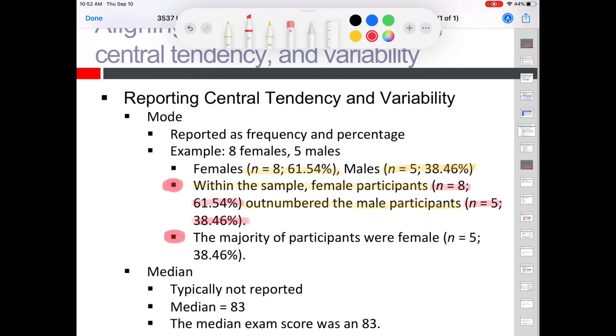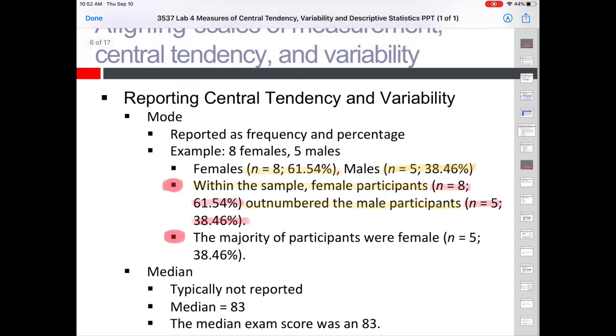Another way you could say this, it's not exactly reported in the same way every time, is that the majority of participants were female. When we say the majority of participants were female, we then have to denote, okay, n equals 8, there were 8 females, and that is equal to 61.54%. So we're always reporting the actual statistic right after the sentence, in parentheses, with both our actual number and the percentage.